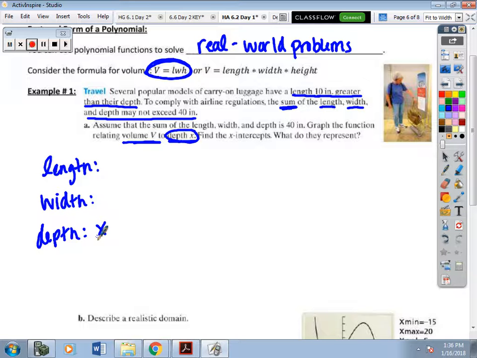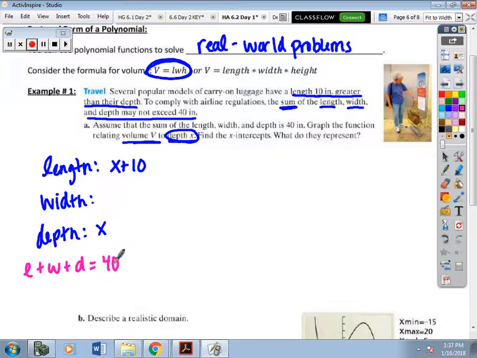So who thinks they have one? Augie. For length, wouldn't it be x plus 10? Good. The length is 10 inches greater than the depth. So x plus 10, that's the easy one. How do we figure out what the width is? Remember that they told us the sum of the length, width, and depth has to equal 40.